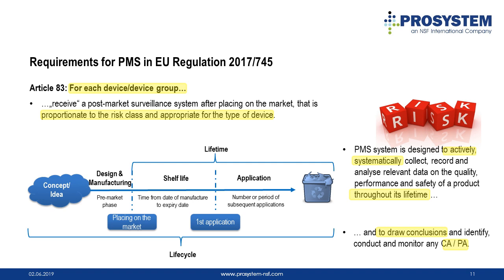Based on the PMS results, the manufacturer must be able to draw conclusions and identify, conduct, and monitor any preventive and corrective actions. The ability to come up with appropriate follow-up actions is one of the most important indicators on the long run, which will allow you to say whether your PMS system is adequate and effective.